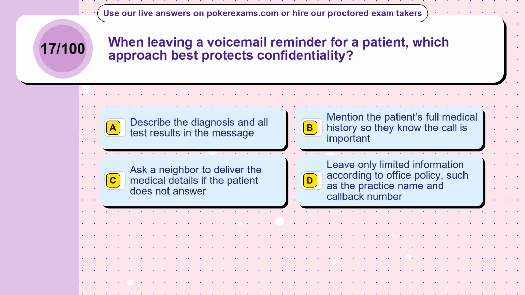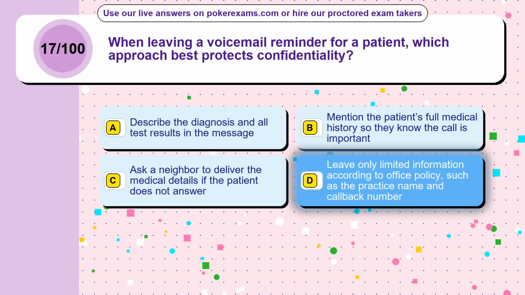Question 17. When leaving a voicemail reminder for a patient, which approach best protects confidentiality? Option A. Describe the diagnosis and all test results in the message. Option B. Mention the patient's full medical history so they know the call is important. Option C. Ask a neighbor to deliver the medical details if the patient does not answer. Option D. Leave only limited information according to office policy, such as the practice name and callback number.